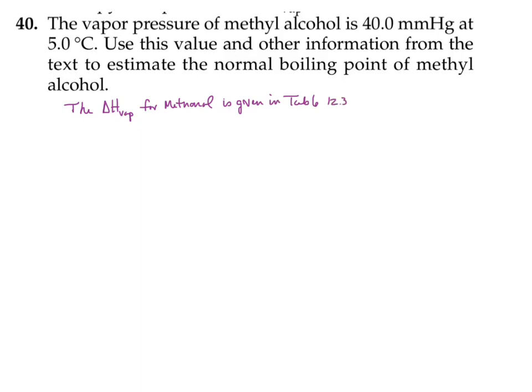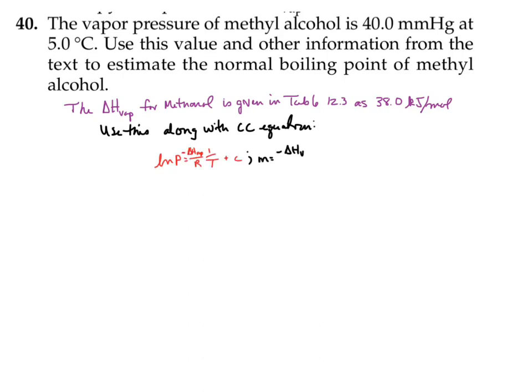The next one. This is one where I was running low on time, so I just dug out my answer key, because I'm like, what other information? So we're dealing with methanol or methyl alcohol. It's the same thing. And basically it alludes to using other information from your text. That other information from your text is on table 12.3, and it's the heat of vaporization of methanol. So I went ahead and told you what it is. You can double check though.